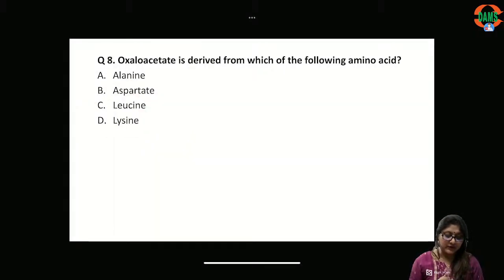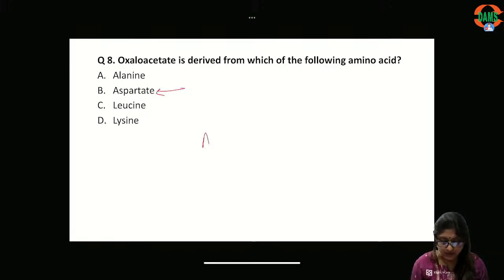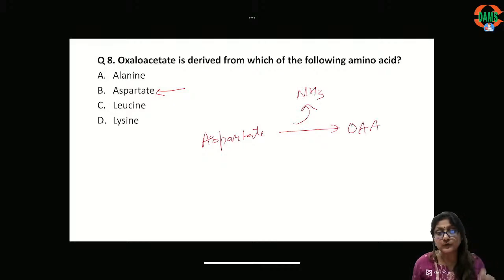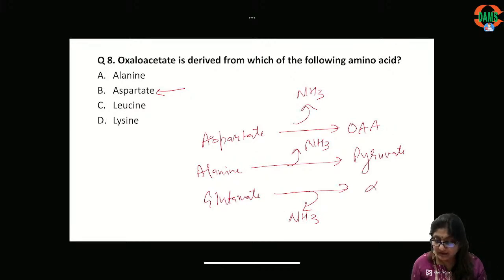Right. Coming to next question. Oxaloacetate is derived from which of the following amino acid? So you must know aspartate is the one which is going to produce oxaloacetate. Remember 3 things here. Aspartate, after deamination or transamination, is converted to its respective keto acid, which is oxaloacetate. Alanine, after transamination or deamination, is converted to its respective keto acid, that is pyruvate. Then third one, glutamate. After deamination or transamination, it is converted to alpha ketoglutarate.